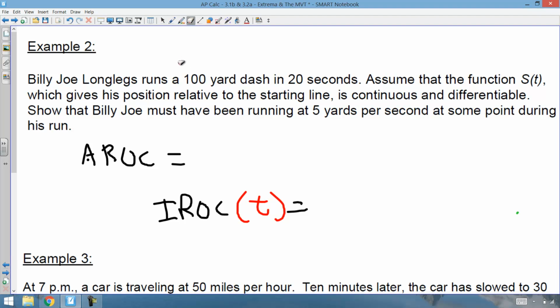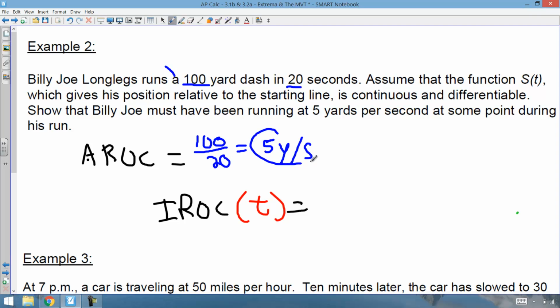So when we're looking at this problem right here, Billy Joe Longlegs runs a 100-yard dash in 20 seconds. So what is his average rate of change? He goes 100 yards, and it takes him 20 seconds, right? So how do we figure that rate of change out? So 100 yards in 20 seconds. I'm going to put 100 is the change in position, 20 is the change in time, right? And that's going to be 5 yards per second.